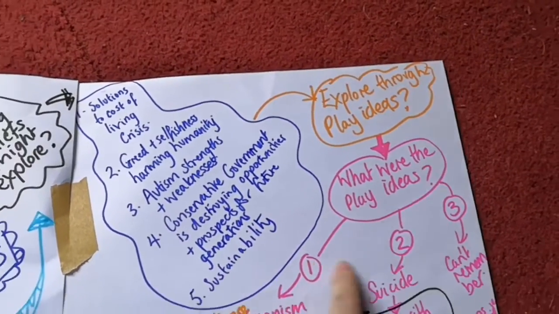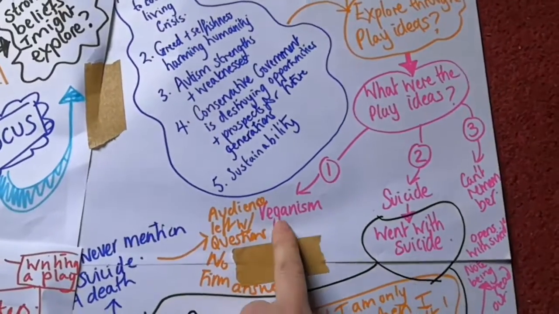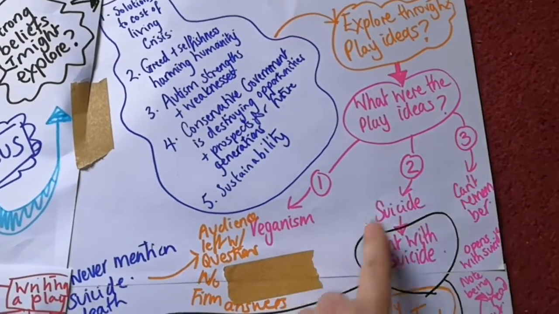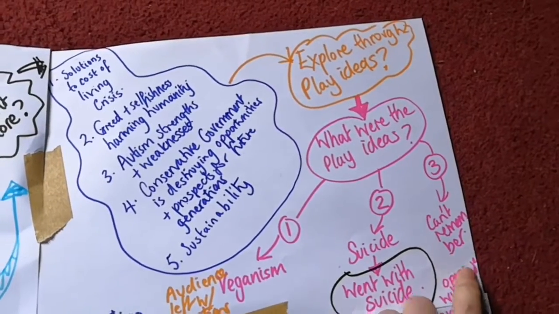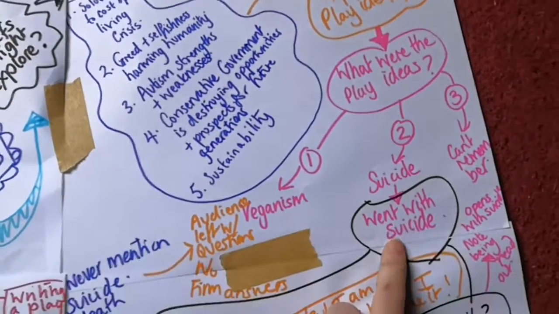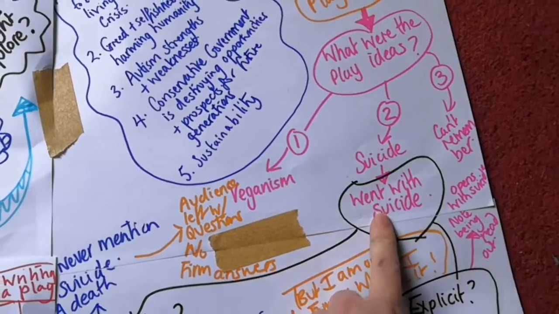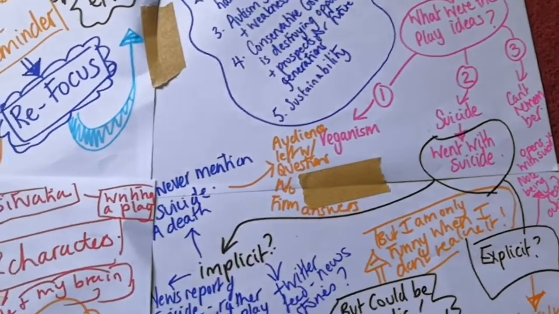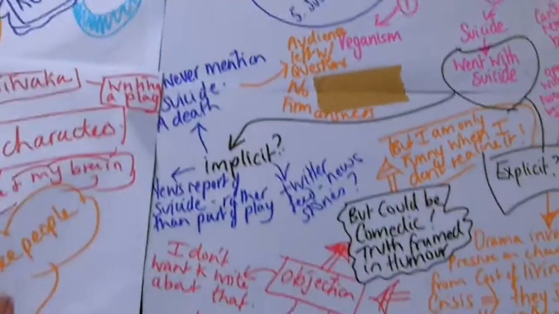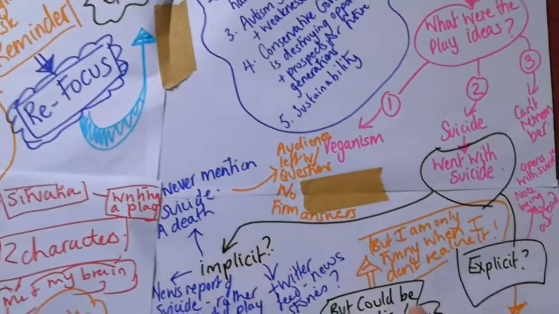What were the play ideas? Oh yeah, 1 was veganism, 2 was suicide, and then 3 I can't even remember, so it can't have been that good. Didn't make an impression. So I did go with suicide in the previous questions. So it says about implicit or explicit.